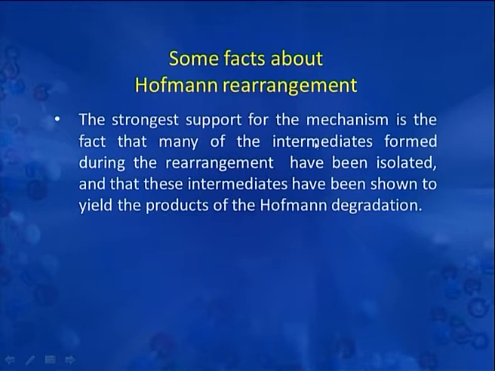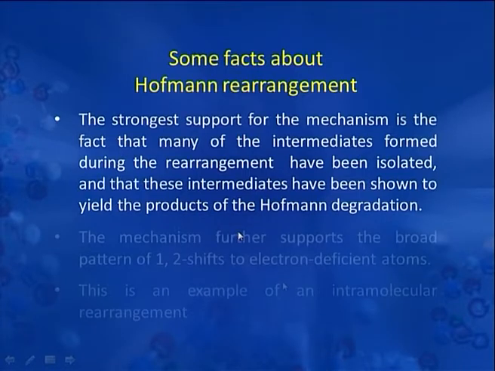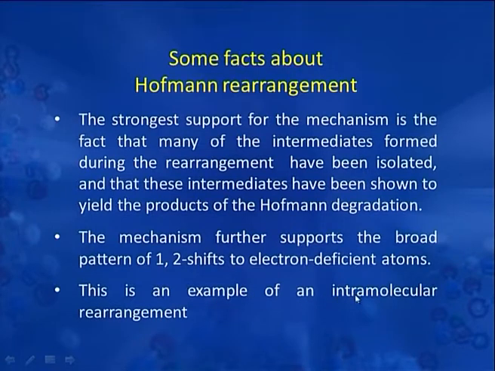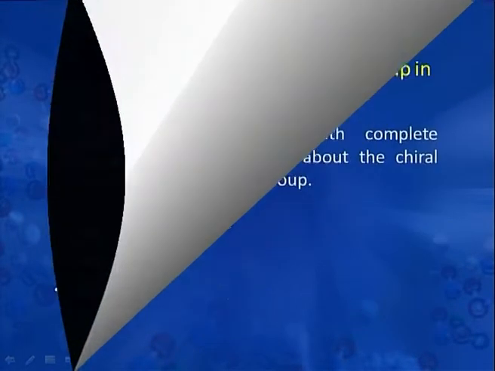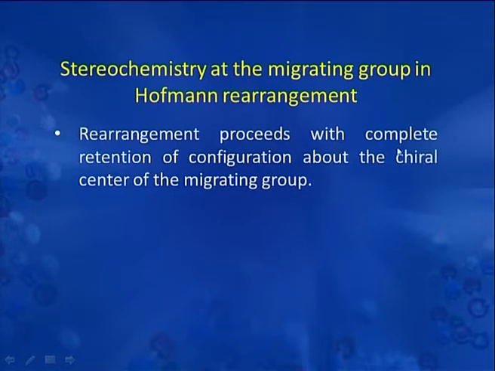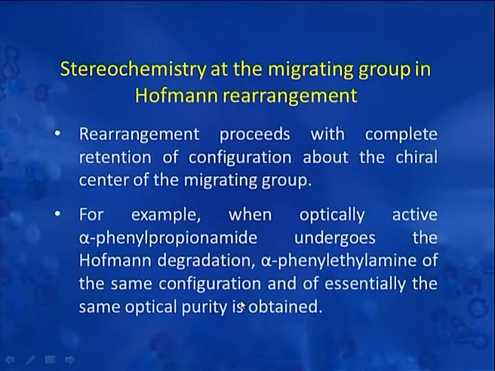The strongest support for the mechanism is the fact that many of the intermediates formed during the rearrangement have been isolated and that these intermediates have been shown to yield products of the Hofmann degradation. This Hofmann rearrangement is an example of intramolecular rearrangement because the rearrangement proceeds with complete retention of configuration about the chiral center of the migrating group. For example, when optically active alpha phenyl propionamide undergoes this Hofmann degradation, alpha phenyl ethylamine of the same configuration and of essentially the same optical purity is obtained.